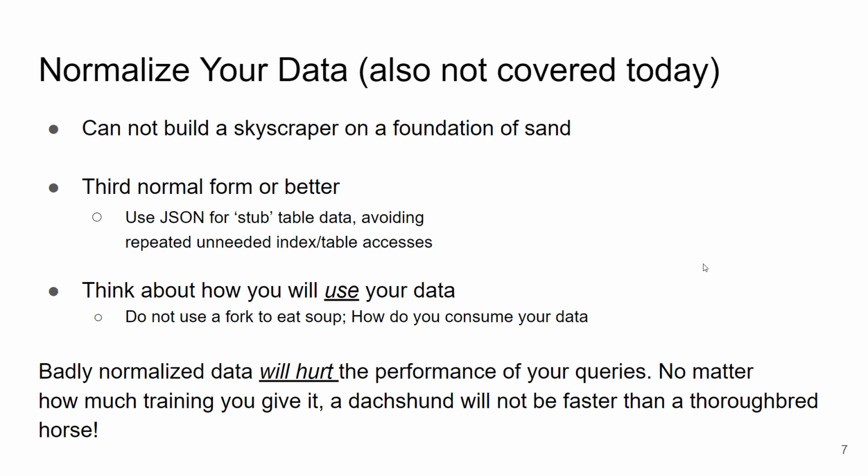Also, not covering how to normalize your data. Recommend that you do at least third normal form or better. I also recommend now using JSON stub tables to get rid of needless many-to-many joins. Sometimes you have to go to one table, look up another table, look up another table, look to another table. That's very expensive. Put a JSON column in that first table and avoid those other lookups.